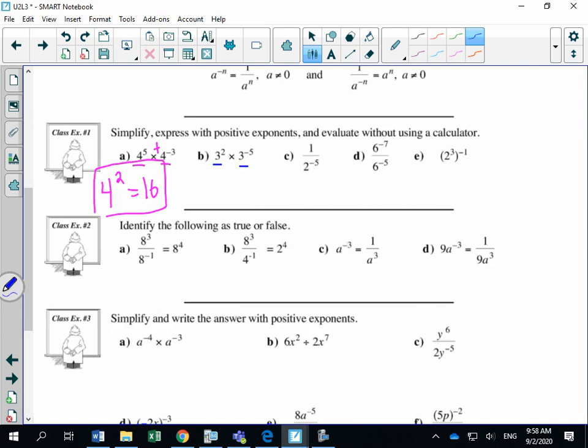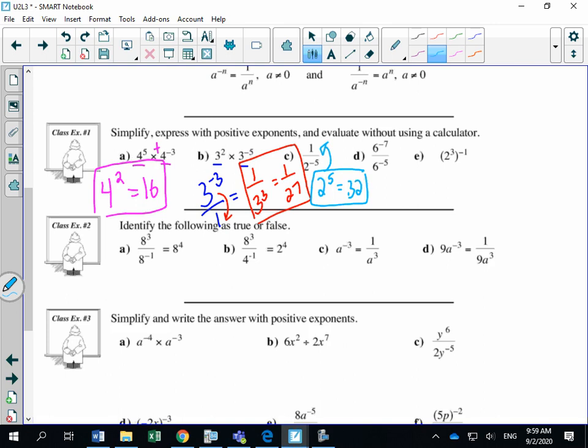Bases are the same. You're going to add your exponents. When you add 2 plus negative 5, you're going to get negative 3. I need to rewrite that negative. I need to bring it down. 1 over 3 to the 3, and that is 1 over 27. So the two answers that I would box in would be, since they wanted the answer expressed with positive exponents, this, 1 over 3 to the 3, and that's 1 over 27. For C, write that in the numerator to make it positive. 2 to the power of 5 is 32.